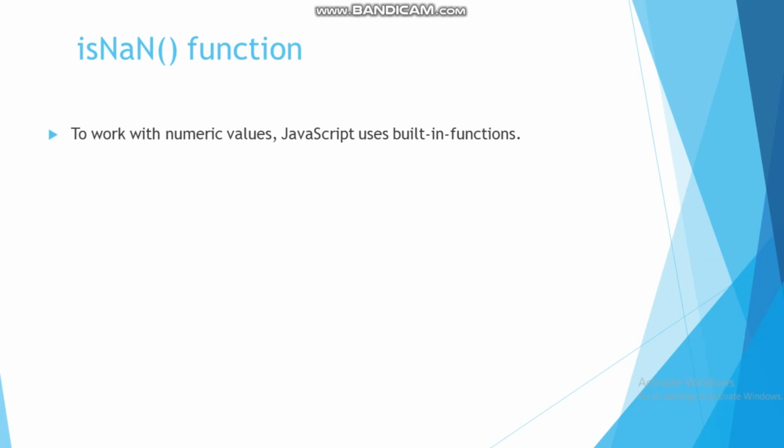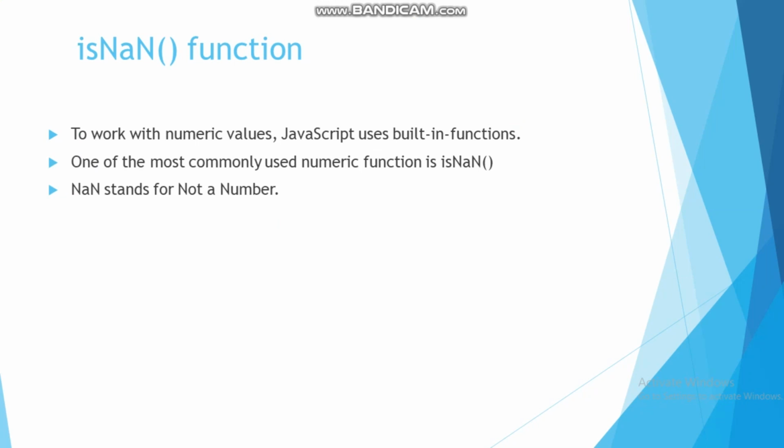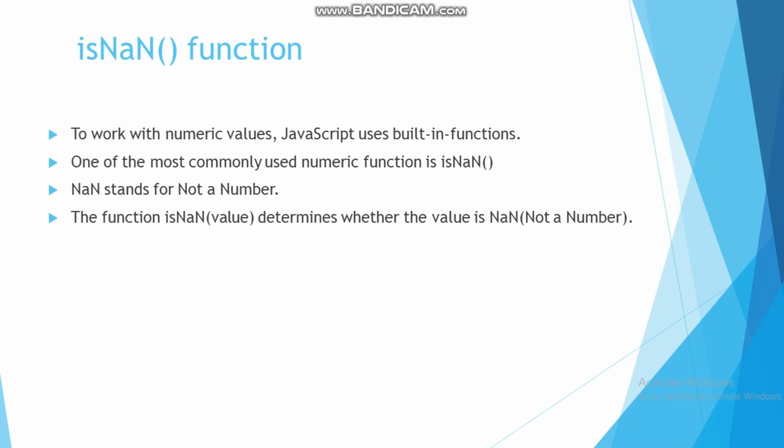To work with numeric values, JavaScript uses built-in functions. One of the most commonly used numeric functions is isNaN, I S N A N. Here both the N characters must be in capital, remember, because JavaScript is case sensitive. NaN stands for not a number. The function isNaN determines whether the value is NaN, meaning not a number. It returns true if the value is not a number.